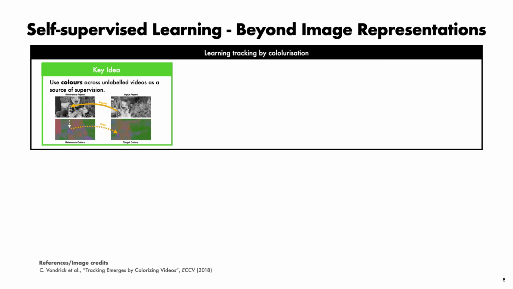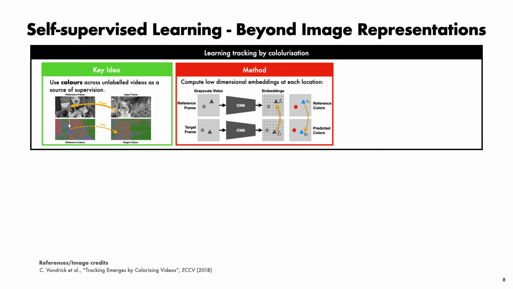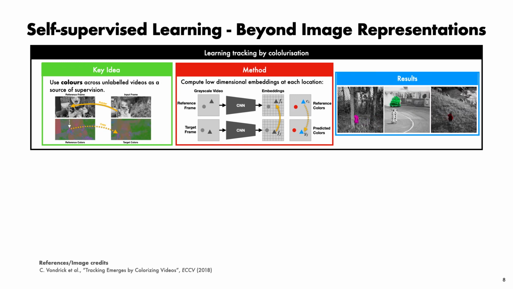In practice, this can be implemented by training a CNN that produces a low-dimensional embedding at each location of an image, then performing pointing from the target frame to the reference frame by simply comparing the similarities of the embeddings at each location in each frame. Given enough data, the model indeed learns to solve this task, and the authors show that without any labels, it gains the ability to track objects across frames.